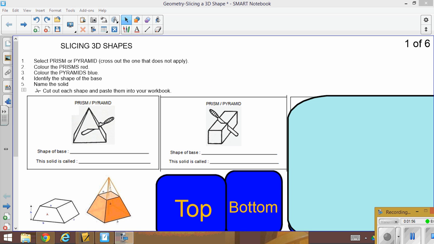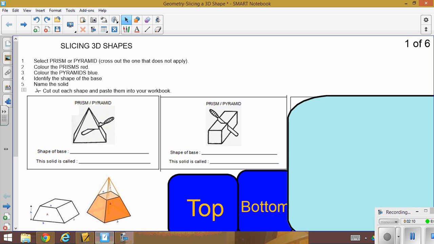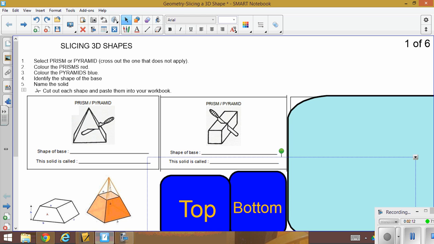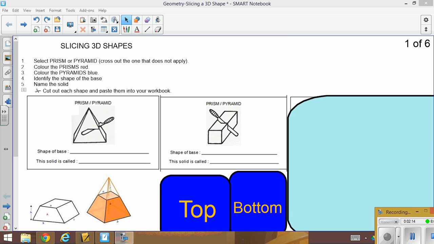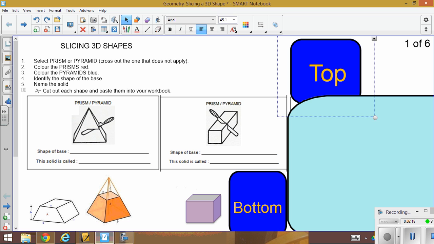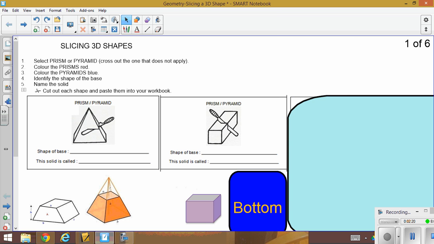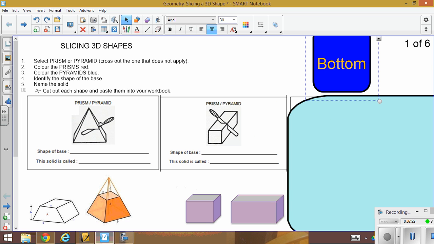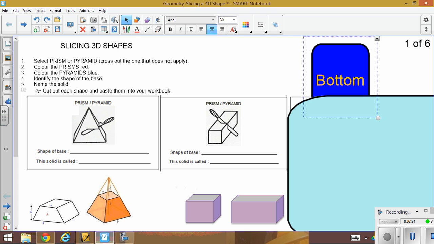Okay, taking a look at number two. Number two, we have a rectangular prism, and the base would be a rectangle. So if I chop this in half, I get a shape that looks like another smaller rectangle. And the other piece, again, another smaller rectangle as well.